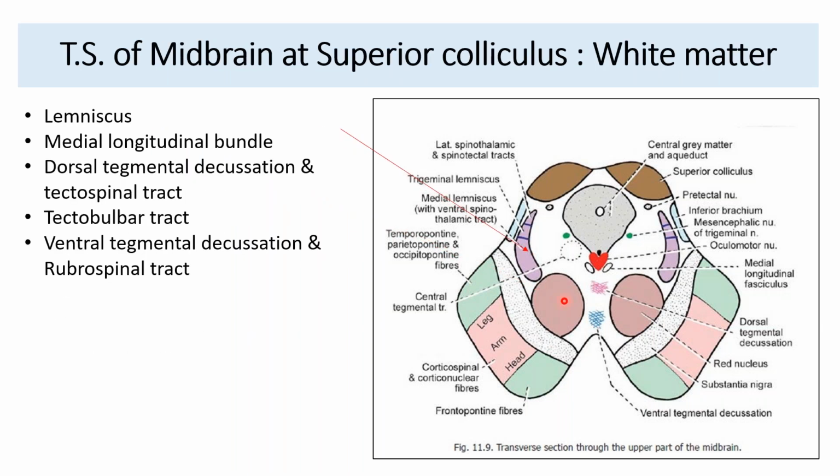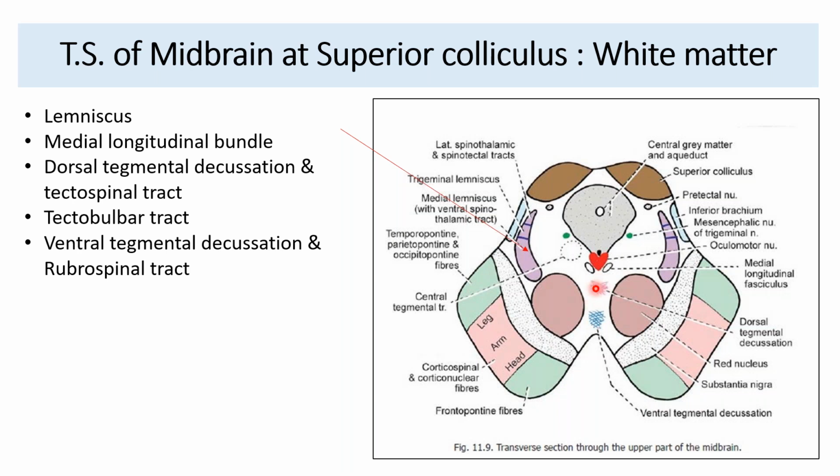In the lemniscal system seen over here, the peculiarity is that you will not find the lateral lemniscus. The rest, the medial lemniscus, trigeminal lemniscus, and spinal lemniscus, will be seen. The other thing is the medial longitudinal bundle, which we had also already seen. And remember, in the transverse section through the inferior colliculus, we found the rubrospinal and the tectospinal tract.